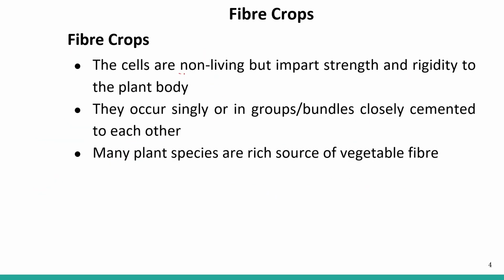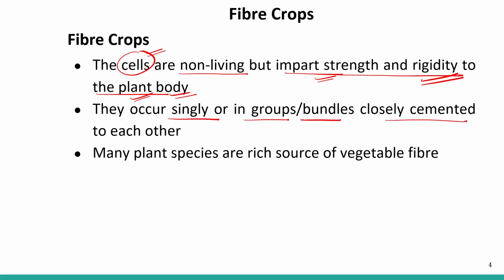The cells are non-living but impart strength and rigidity to the plant body. So these cells are non-living actually, but they have a lot of strength because of the cell wall, right? And they are very rigid to the plant body. They occur singly or in groups, that is, they occur in bundles and are closely cemented to each other. Sometimes they are present singly and sometimes they are present in a group. So when they are present in groups, the cells of the fibers are cemented together.